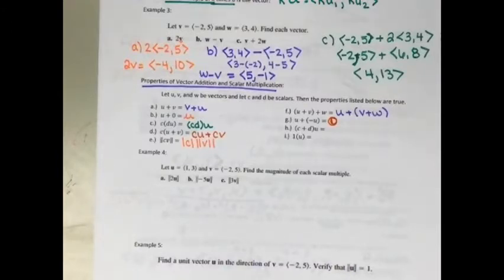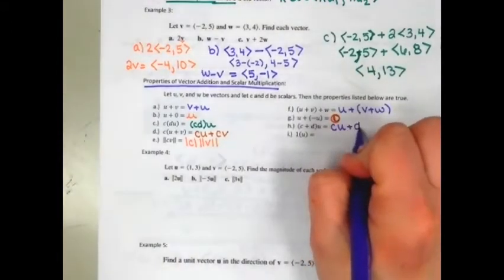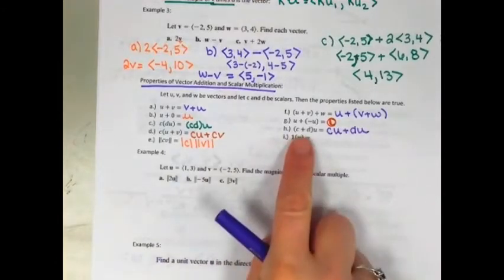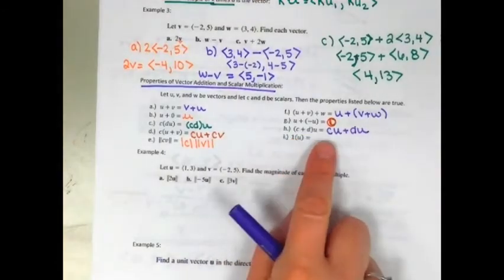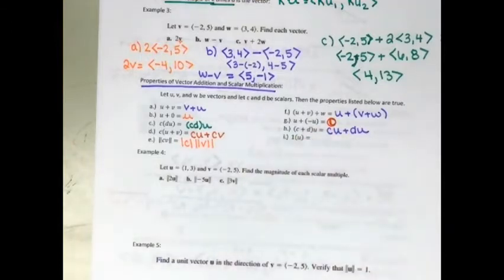What about c plus d times vector u? Wouldn't that still be cu plus du? And that's the distributive property. So you can either add c and d, the numbers, then times it by the vector, or you can times the vector by each one of those individually, then add them. And then 1 times u is u. That's identity, right?